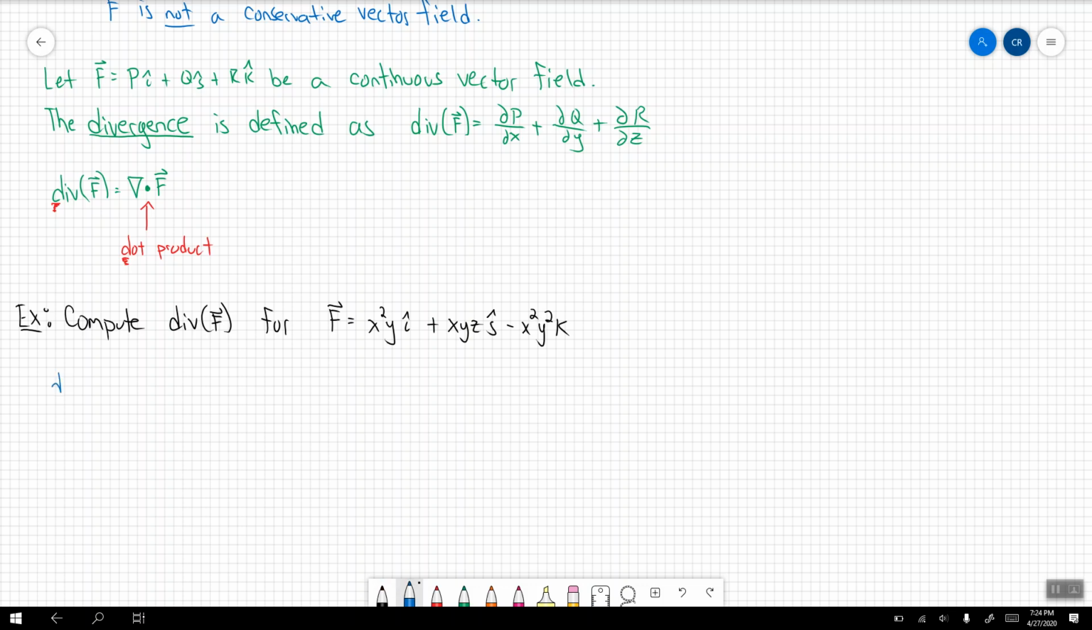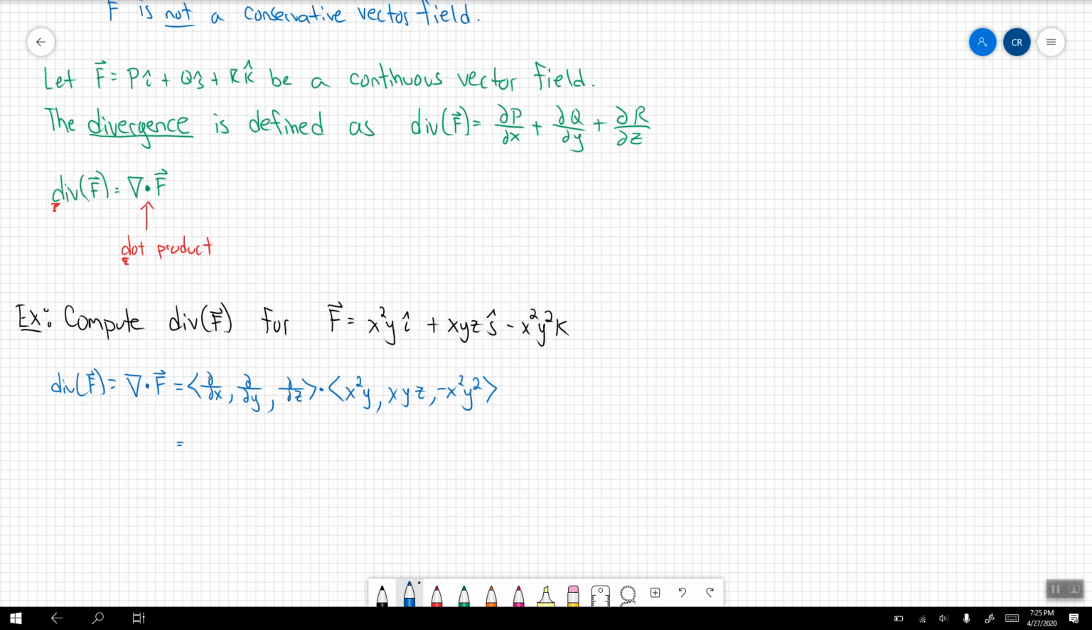So if I want to take the divergence of f, again, all I have to do is a dot product between del, which is just a whole bunch of partial derivative operators, and this vector field: x squared y, xyz, and finally negative x squared y squared. I'm going to multiply their individual respective components and then add them.